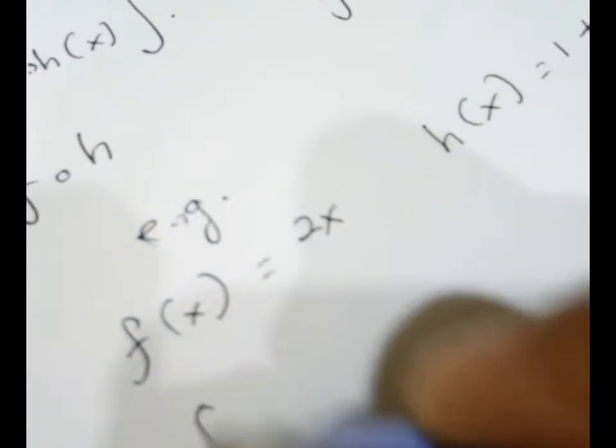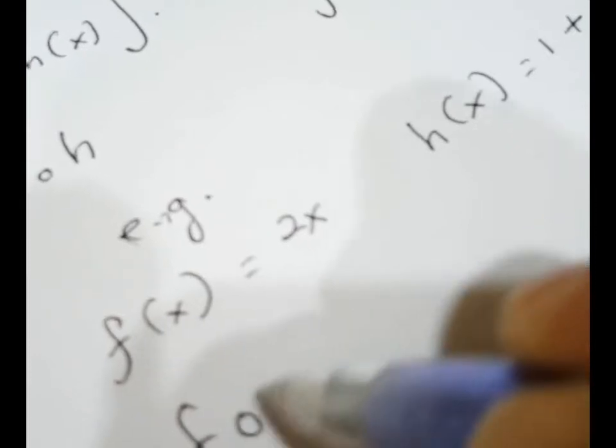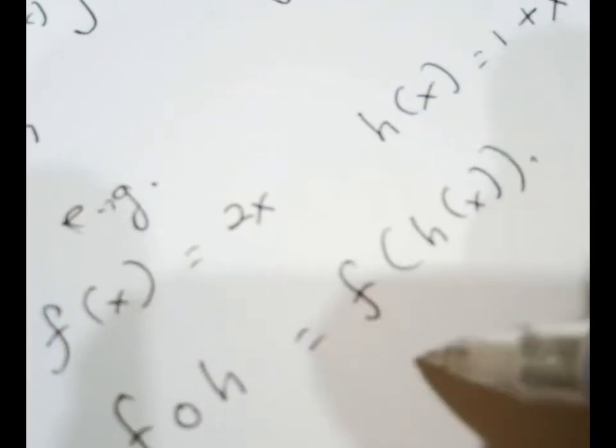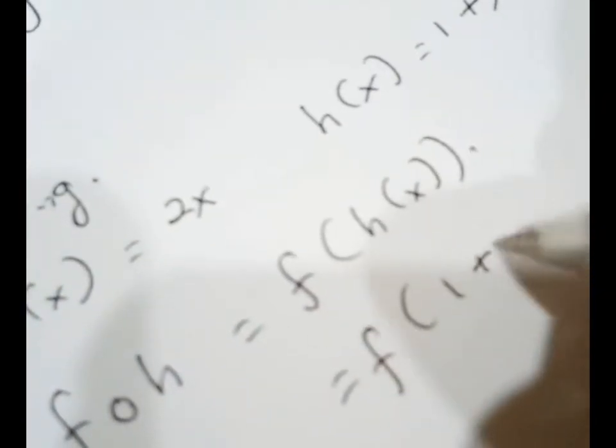Okay, example, let's say given f(x) as 2x and h(x) is 1 plus x. Find composite function of f composite h. Okay, f composite h is given by f of h(x). Now replace h(x) by the given equation 1 plus x.